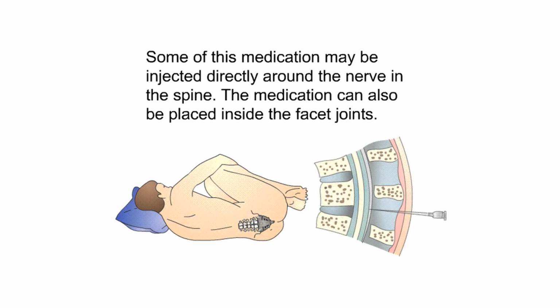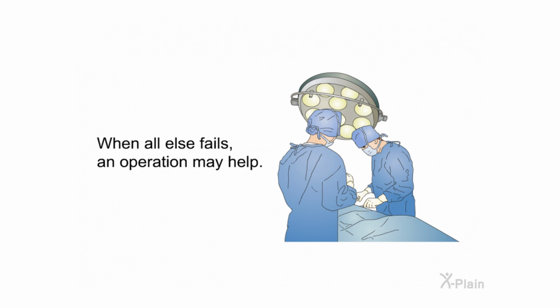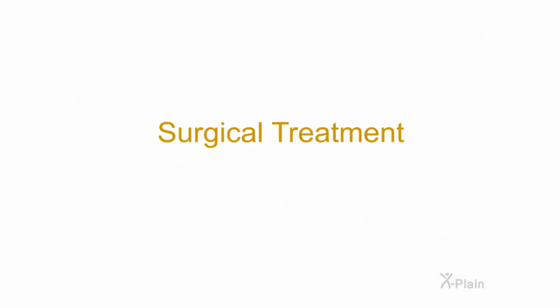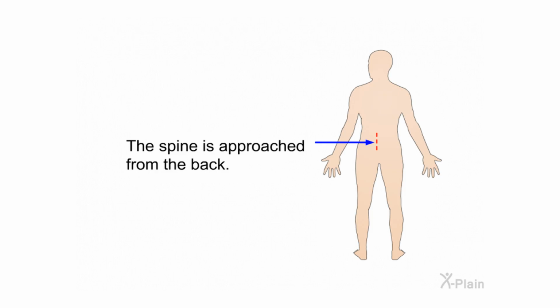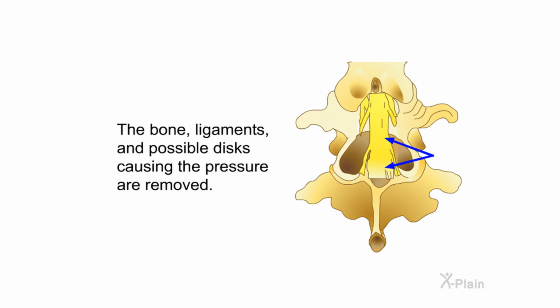The medication can also be placed inside the facet joints. When all else fails, an operation may help. Surgical treatment. The operation is usually done under general anesthesia. The spine is approached from the back. The bone, ligaments, and possible discs causing the pressure are removed.